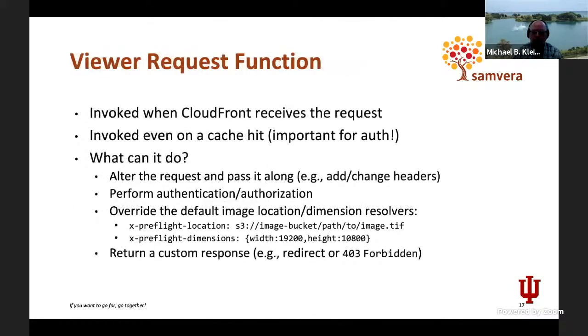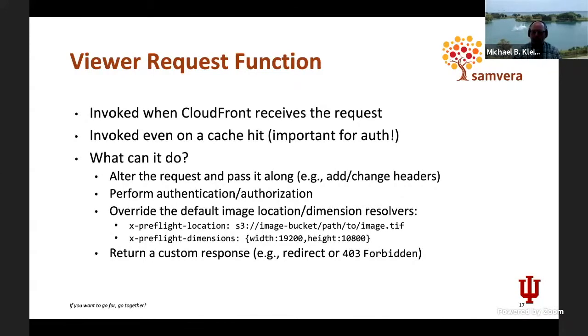The viewer request function is invoked as soon as CloudFront receives a request. It's invoked even if the requested URL points to something in the cache, since just because something's in the cache doesn't mean the requester is allowed to have it. A viewer request function can alter the request before it gets to the CloudFront origin, adding headers, changing the request path, changing the cache key, or any number of things.